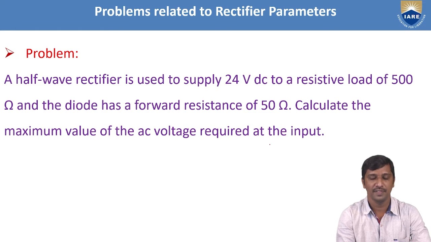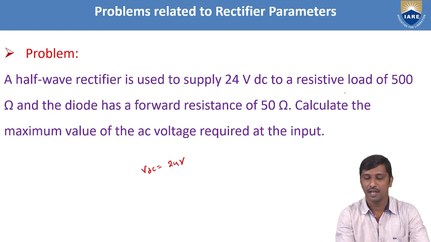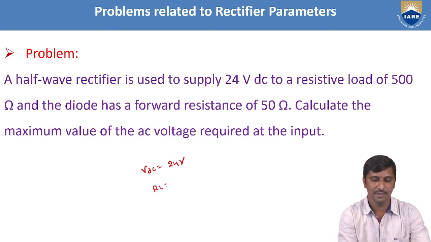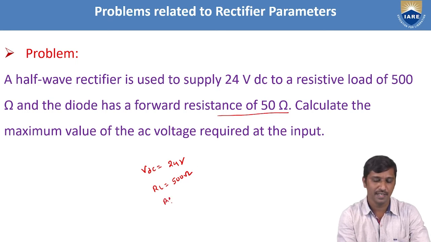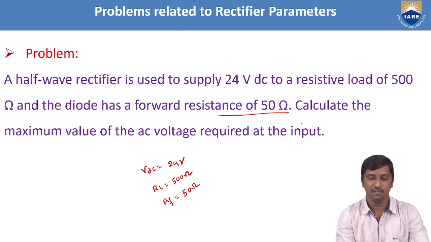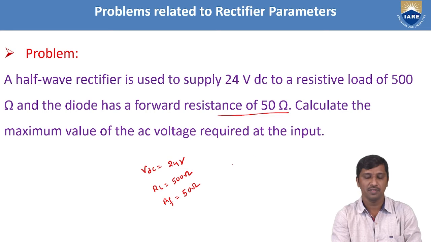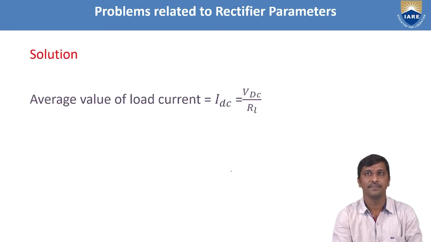So in this problem, they mentioned a half-wave rectifier is supplying 24 volts DC, meaning VDC is 24 volts, and the resistive load RL is 500 ohms. And again, the diode has a forward resistance, represented as RF, of 50 ohms. From this statement, we need to calculate the maximum value of the AC voltage required at the input side.